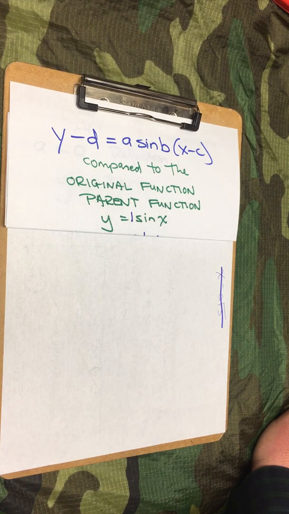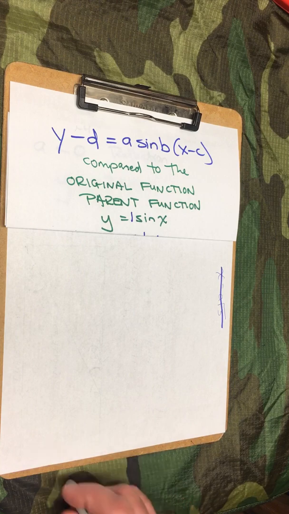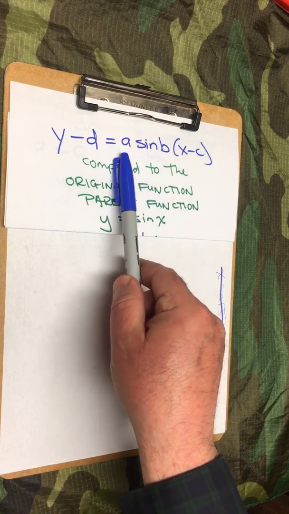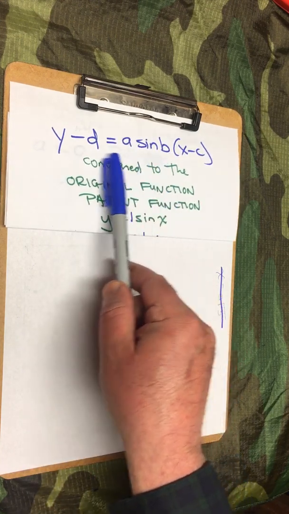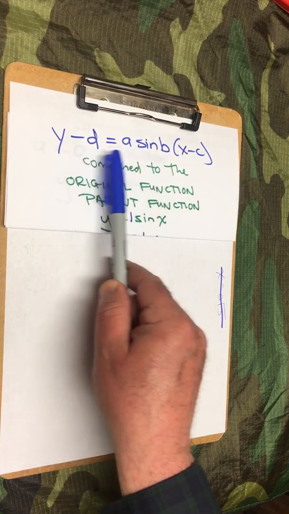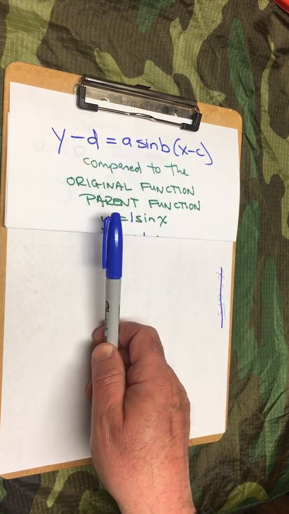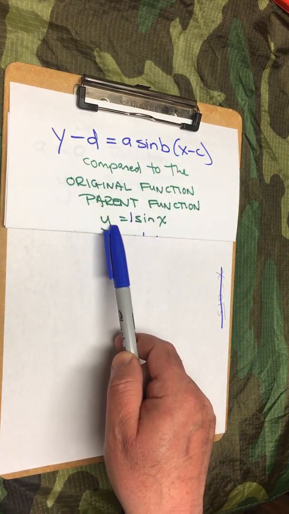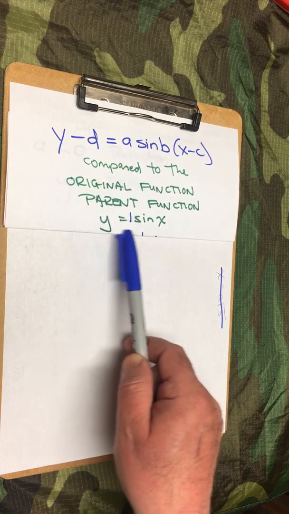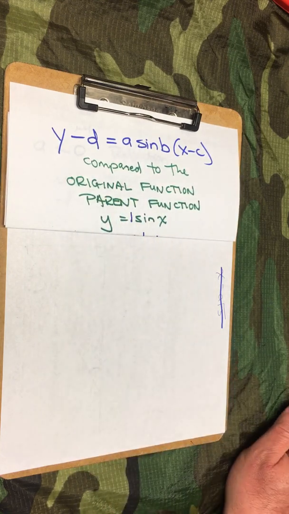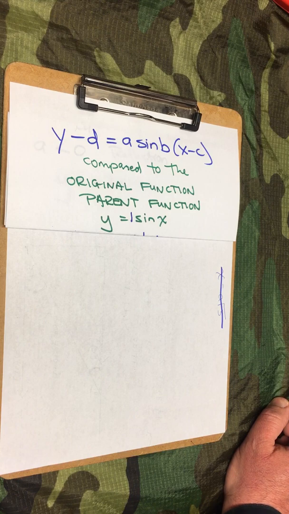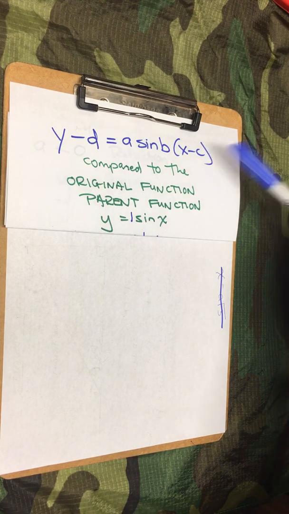Friends, so far in other videos, we've covered the impact of the variables A alpha, B bravo, and D delta on the graphs of a sine curve, always in comparison to the original function. Some people call it the parent function, y is equal to sine x. So teammates, that leaves us with this last variable, C as in Charlie.